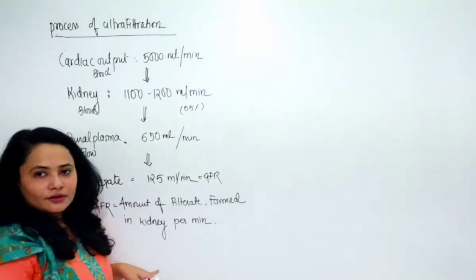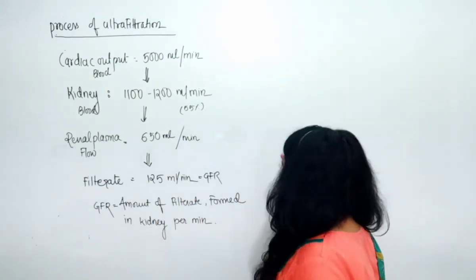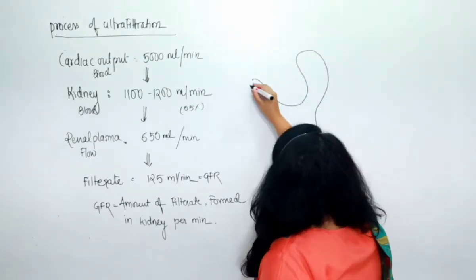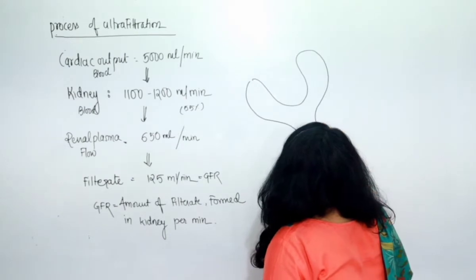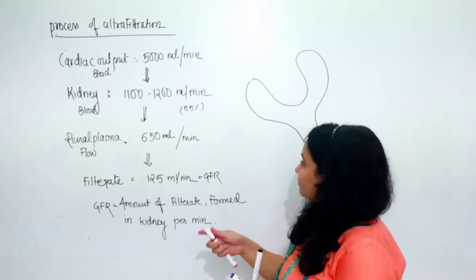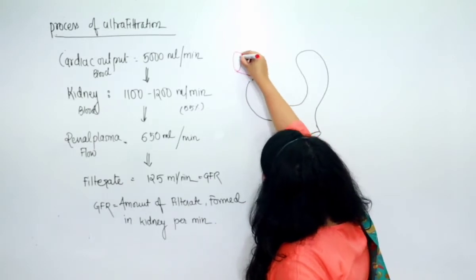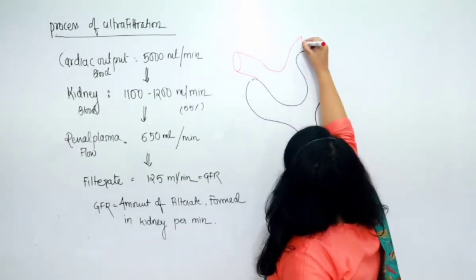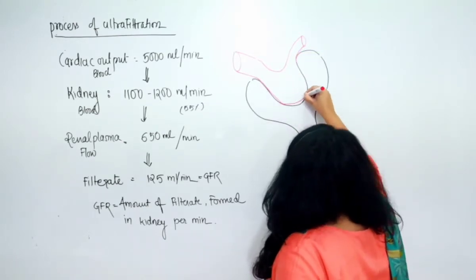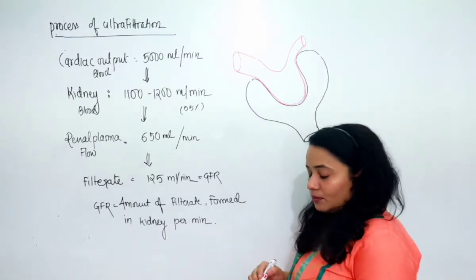Now we study how this process happens. So we understand it with a small diagram. Let us say I'll draw this diagram once again. Let us say that this is the Bowman's capsule. As I have told you, something is entering inside with a broader diameter, which we call the afferent renal arteriole. Something is going outside with a narrow diameter, which is known as the efferent renal arteriole. This structure is called the Malpighian body.